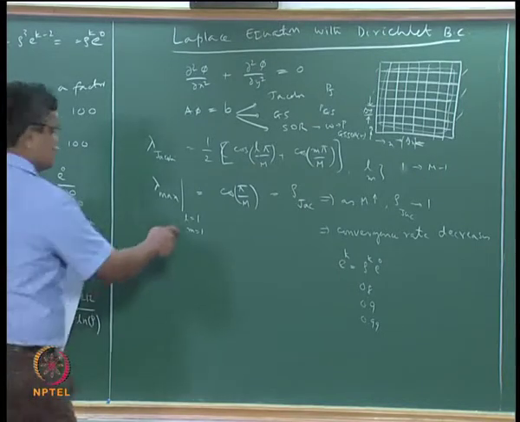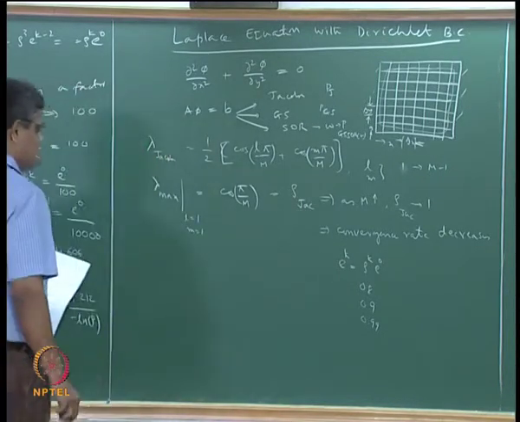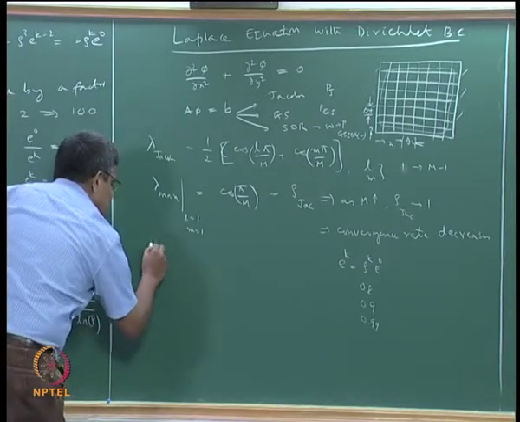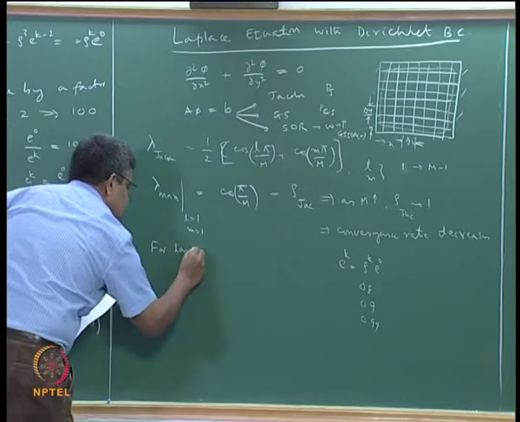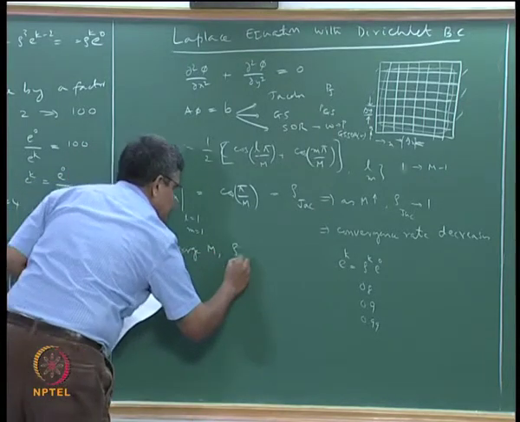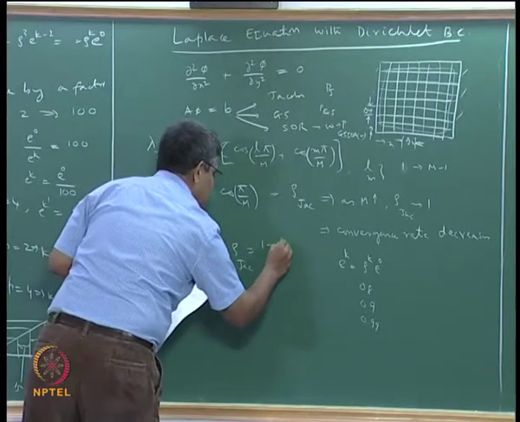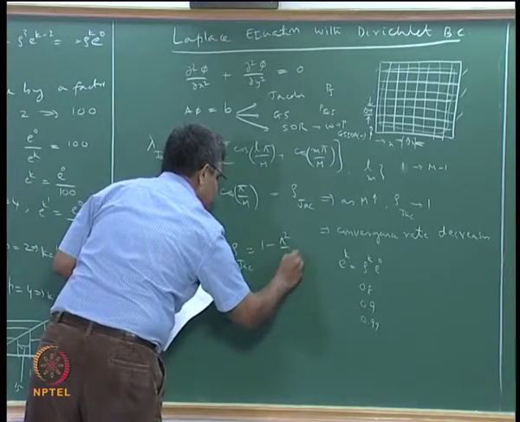Okay, so with this we can make an estimate for large M. We can write rho Jacobi as roughly equal to 1 minus pi square by M square.